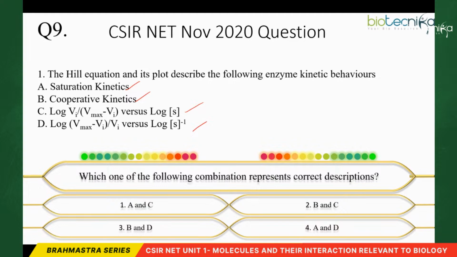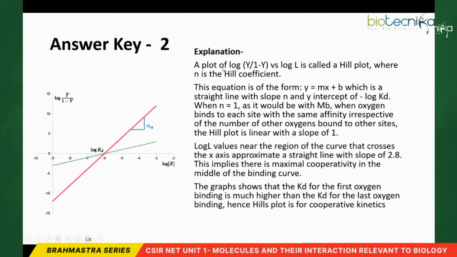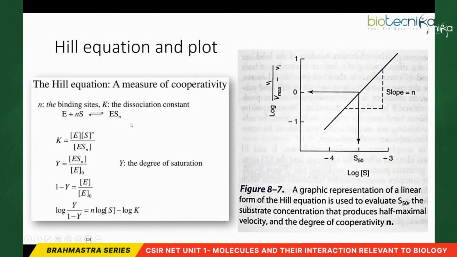So what happens over here is we have the Hill equation. You should know how we get it. The Hill equation is a measure of cooperativity. Always remember whether it is cooperative or not. We have studied this in hemoglobin also. Hemoglobin, myoglobin. Myoglobin is non-cooperative. Hemoglobin is cooperative.